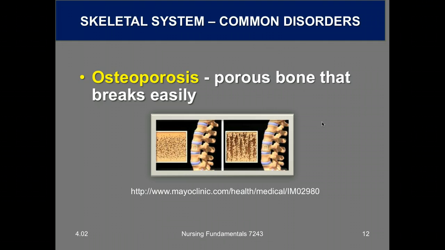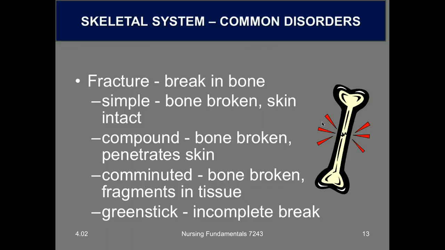Some common disorders: osteoporosis is porosis of the bone that breaks easily, so it's a porous bone that will break easily. We often see this in the elderly. A fracture is a break in a bone. A simple fracture is a broken bone with the skin still intact. A compound fracture is again a broken bone, but the bone actually penetrates through the skin. A comminuted fracture is a broken bone, and you have fragments of the bone in the tissue. And a greenstick fracture is an incomplete break of the bone.